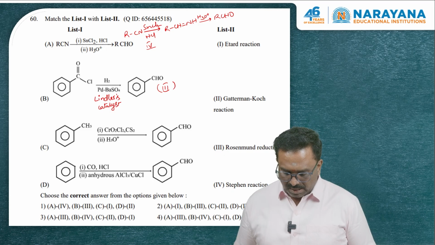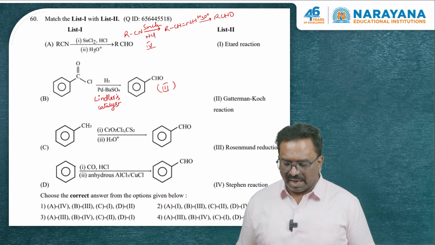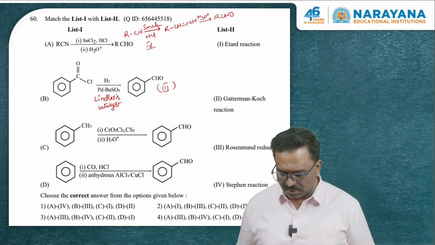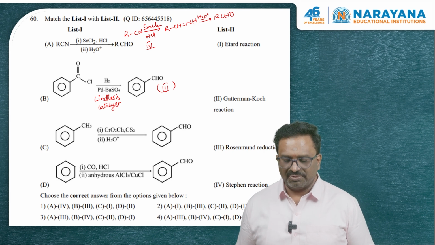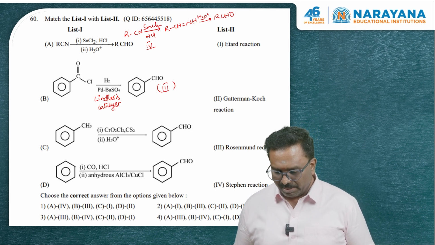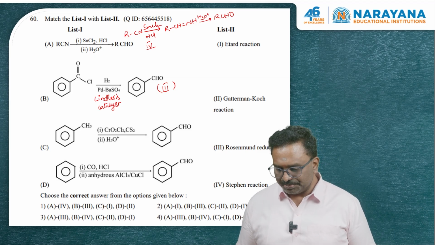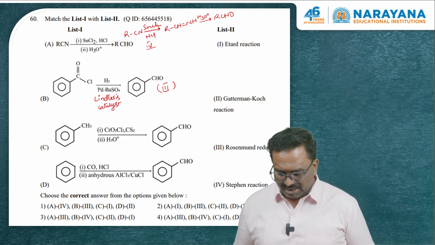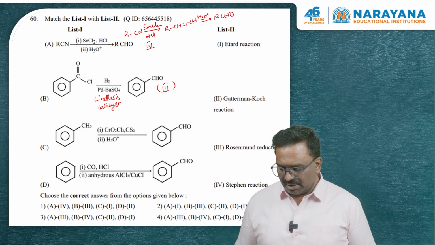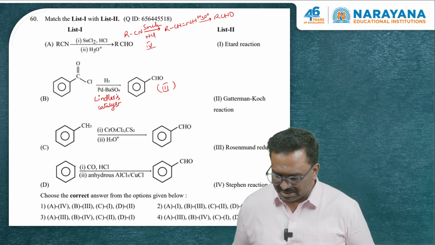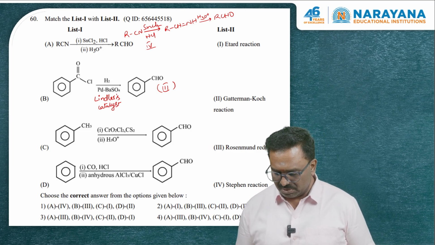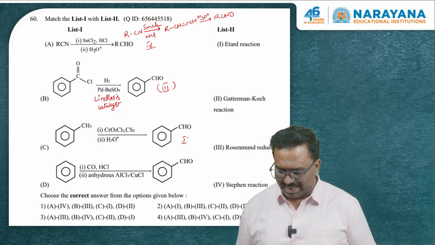Next, aryl alkanes by reaction with CrO2Cl2 in CS2 and further hydrolysis. Chromyl chloride reacts with the CH3, that is toluene, the alkyl part of the aromatic ring, which further undergoes hydrolysis to give the aldehyde, which is called Etard's reaction.